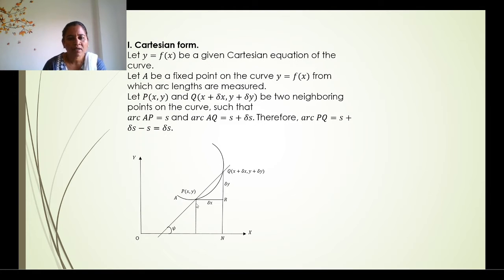Then take arc AP, this is represented as S, and arc AQ, from A to Q, is represented as S plus delta S. Here also delta is the increment given to S. Therefore, our requirement is to find the arc length PQ. For that we take S plus delta S minus S, and the required arc PQ is delta S.